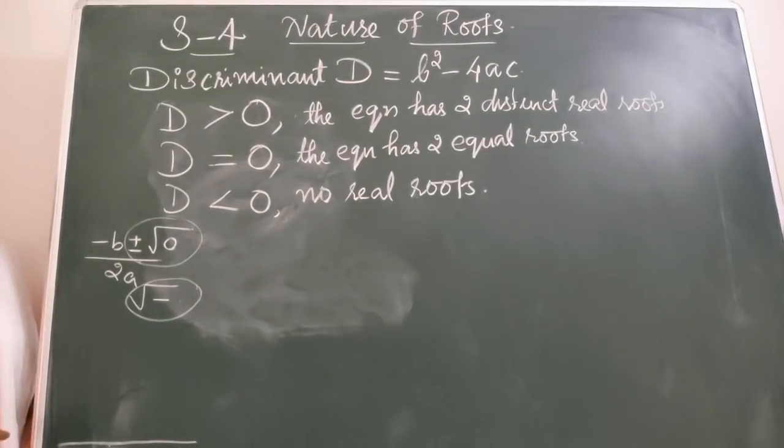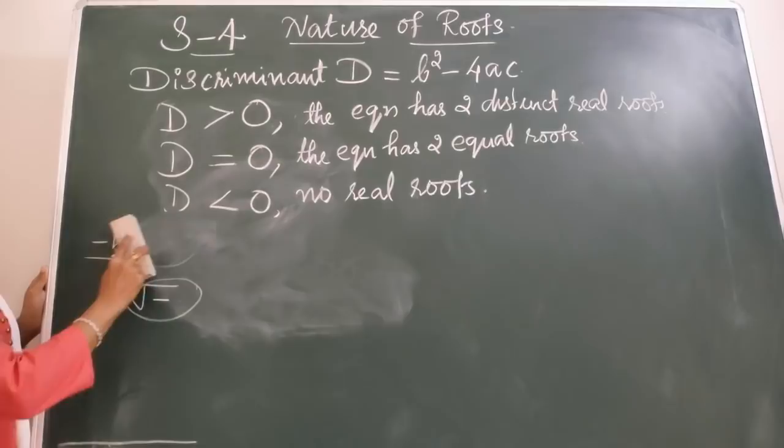So you have to note this down. In the formula, the discriminant is b square minus 4ac, and this discriminant is denoted by the capital letter D. If the value of D is greater than 0, you will get two different real roots. If D is equal to 0, the equation will have two equal roots, and if D is less than 0, no real roots.